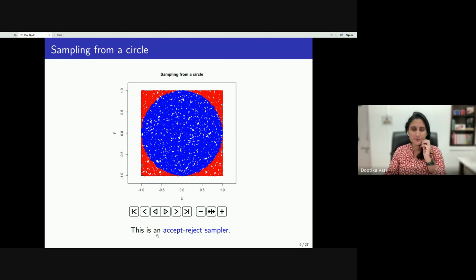And this particular methodology is an example of an accept-reject sampler. We'll talk a little bit about accept-reject samplers later as well. So why is it called accept-reject? Well, because I'm proposing a move from the box, and I'm either accepting it, which is blue, or rejecting it, which is red.